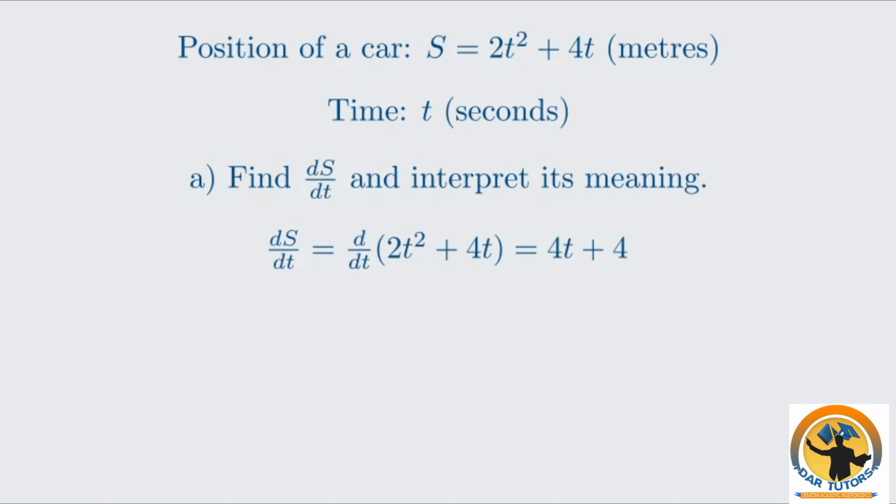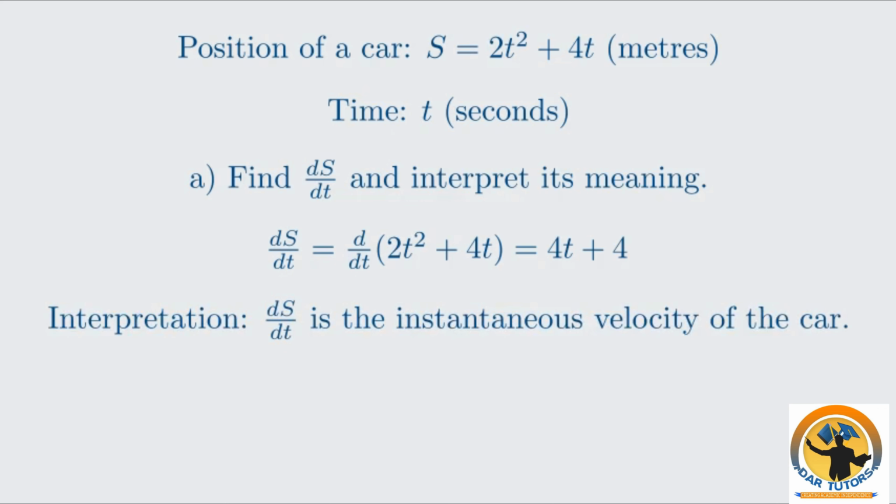The derivative of 2t squared is 4t, and the derivative of 4t is 4. So ds/dt equals 4t plus 4. What does this represent? The rate of change of position is velocity. Therefore, ds/dt is the instantaneous velocity of the car at any given time t. It tells us how fast the car is moving and in what direction at that exact moment.